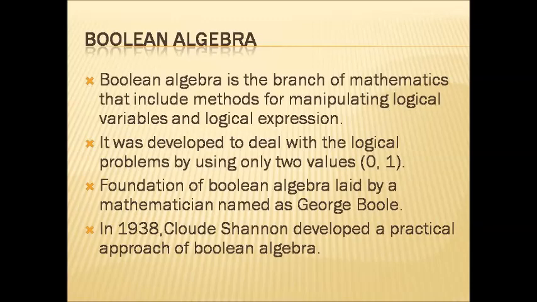Okay. First we can see what is Boolean algebra. Actually, Boolean algebra is the branch of mathematics. It is used for manipulating logical variables and logical expressions. And here you can see that in Boolean algebra we are coming across some terms such as Boolean variables. Any Boolean variable can take only two values, either 0 or 1.